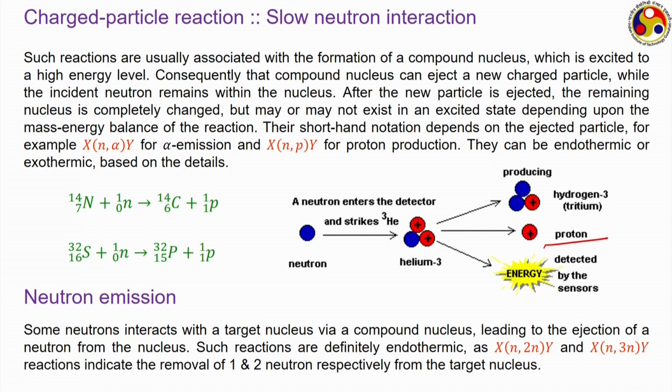Shorthand notation of this depends on what the output product is. When a proton is the one that is ejected, we use a p here, whereas if the product contains 3 neutrons, then we shall have this 3n kind of representation. So, all these 3 that we have introduced so far, radiative capture, charged particle reaction and neutron emission, are all characteristics of slow neutron interaction.